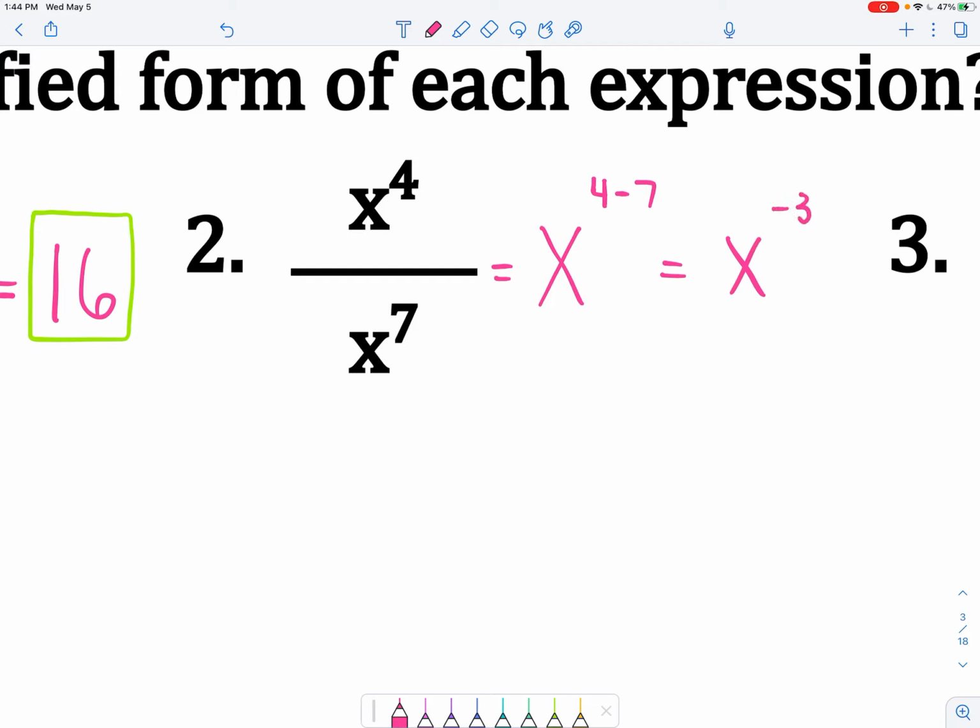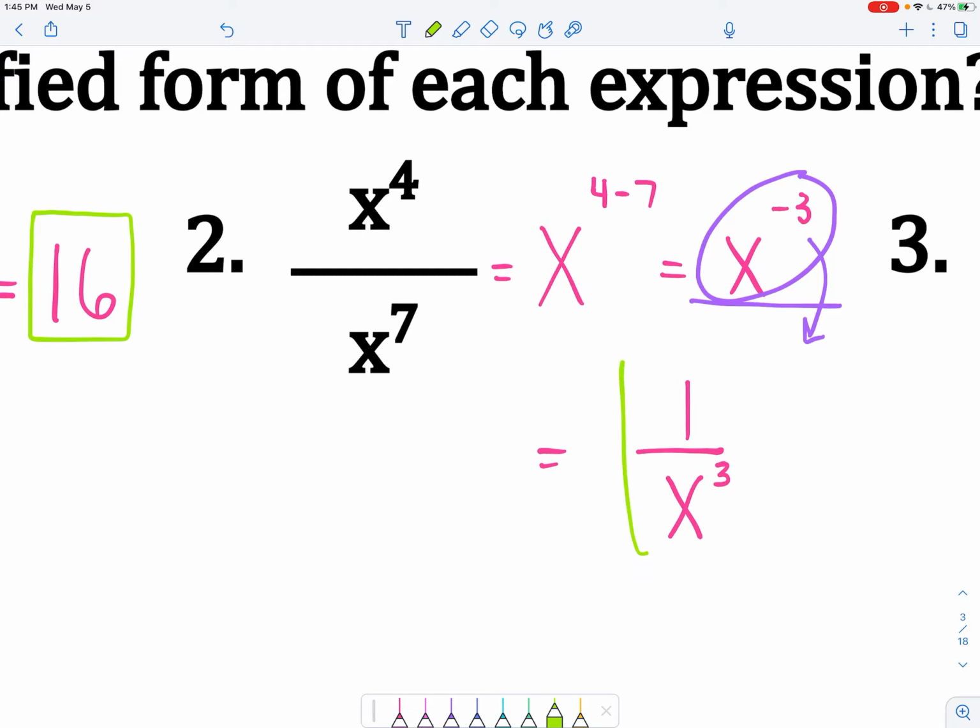Now this is not fully simplified due to the negative exponent. I have to take that power and move it to its reciprocal location for my final answer. So for my final answer, I'm going to be left with 1 over x to the positive 3.